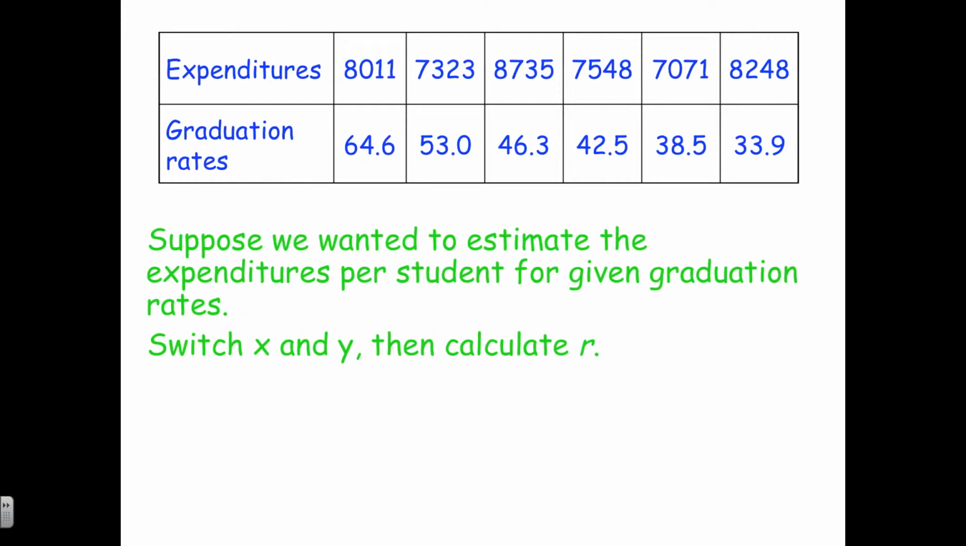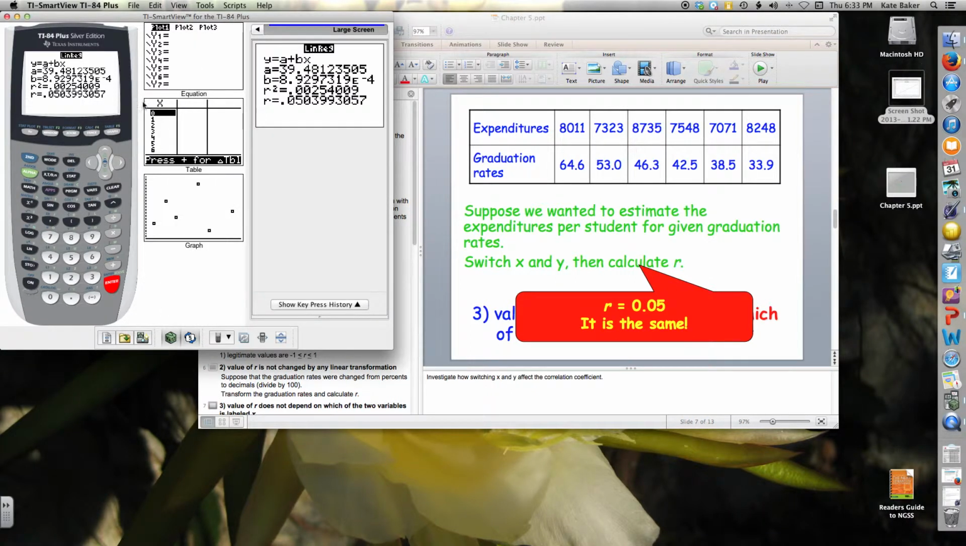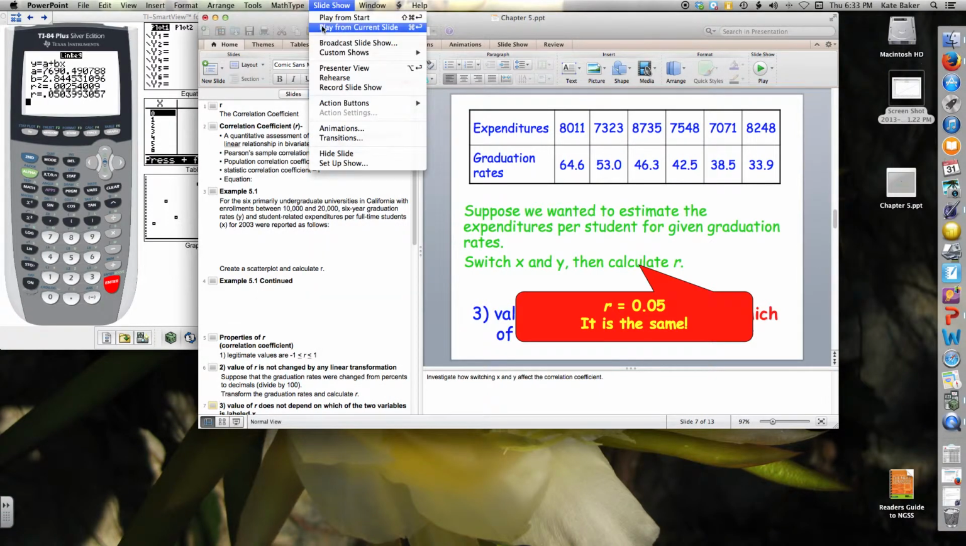Suppose we wanted to estimate the expenditures per student for given graduation rates. Switch X and Y and calculate R. So go back to our calculator, and we're going to stat calc 8. But this time our list 1 is going to be list 2, and our X is going to be list 1, and enter, and surprise, R is the same.